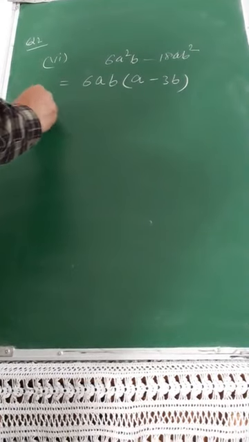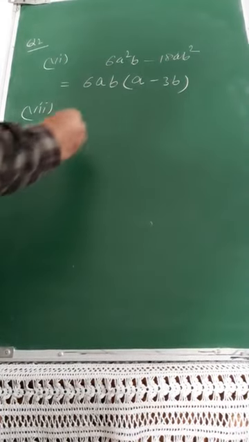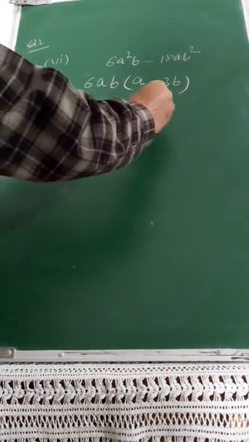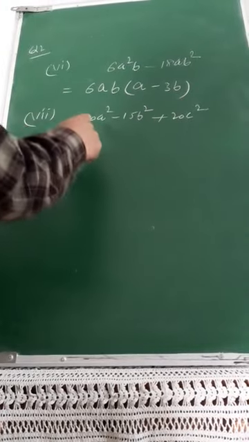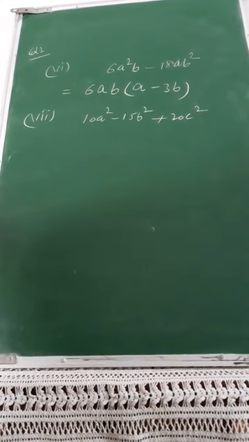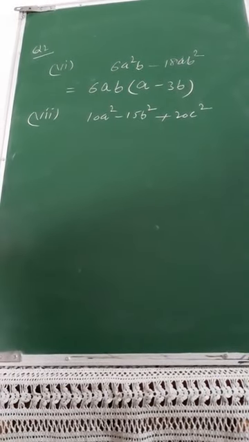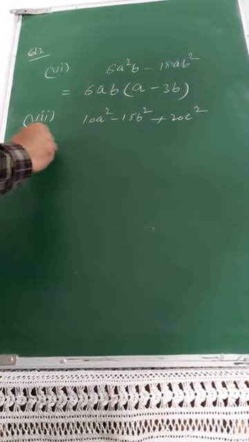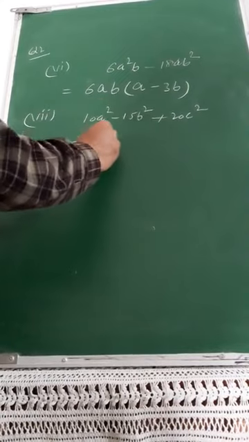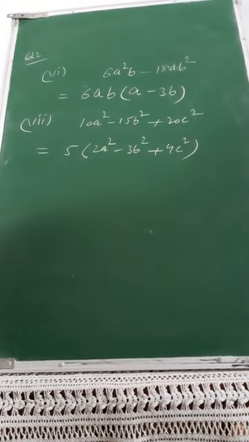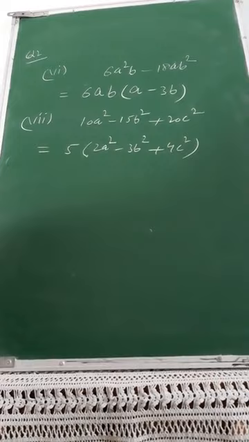Then part number 7 of the second question is 10a square minus 15b square plus 20c square. So think about these numbers 10, 15 and 20. The highest common factor is 5. Here it is a, here it is b, and here it is c, so no variable can be taken out. So simplify. Here you will be left with 2a square, here 3b square, and here 4c square. So 5 into 2a square minus 3b square plus 4c square will be the answer for this.